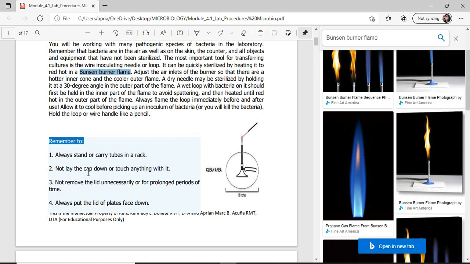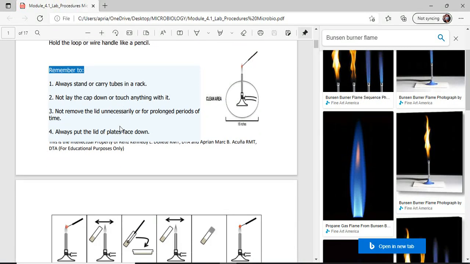Okay? Then, always remember, okay, always stand a carry tube in a rack. Para at least may tungtungan ka dayon kada tapos mo gamit, hindi mo pwede ginakapta ng imo nga culture broth. Okay? Okay, you will be transferring your hand.